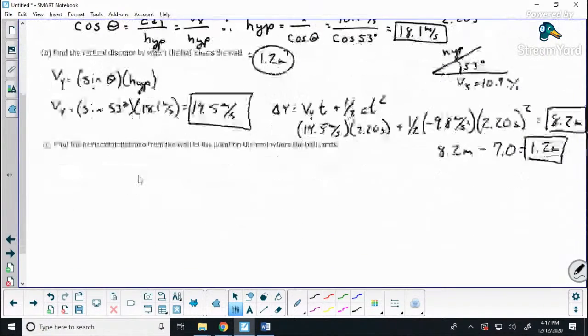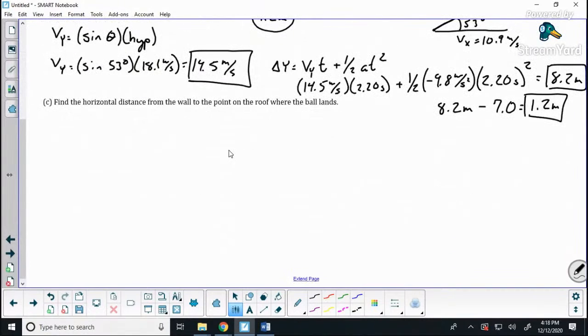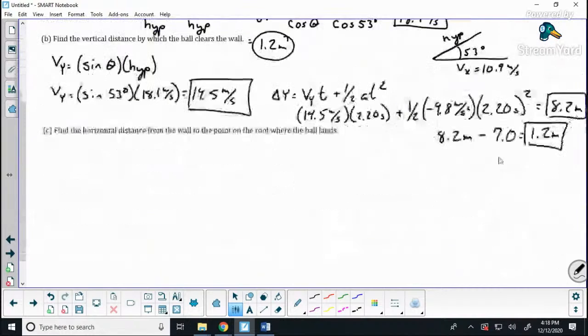The last thing says, find the horizontal distance from the wall to the point on the roof where the ball lands. So now it wants to find out, okay, it gets above that wall after 2.2 seconds, it clears by 1.2 meters, and then it's going to fall. So how far beyond that wall does it land? And for that, what I can look at is it's going to land at a height of 6 meters.